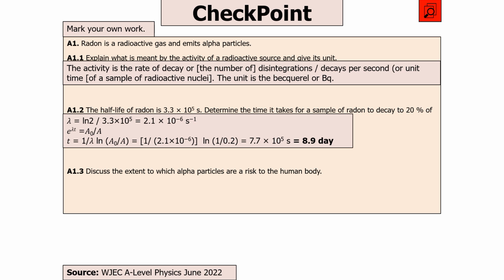We can say that A equals A0 e to the minus lambda t, so therefore e to the lambda t is A over A0, so you can work out what t is to therefore be 7.7 times 10 to the 5 seconds, or 8.9 days.